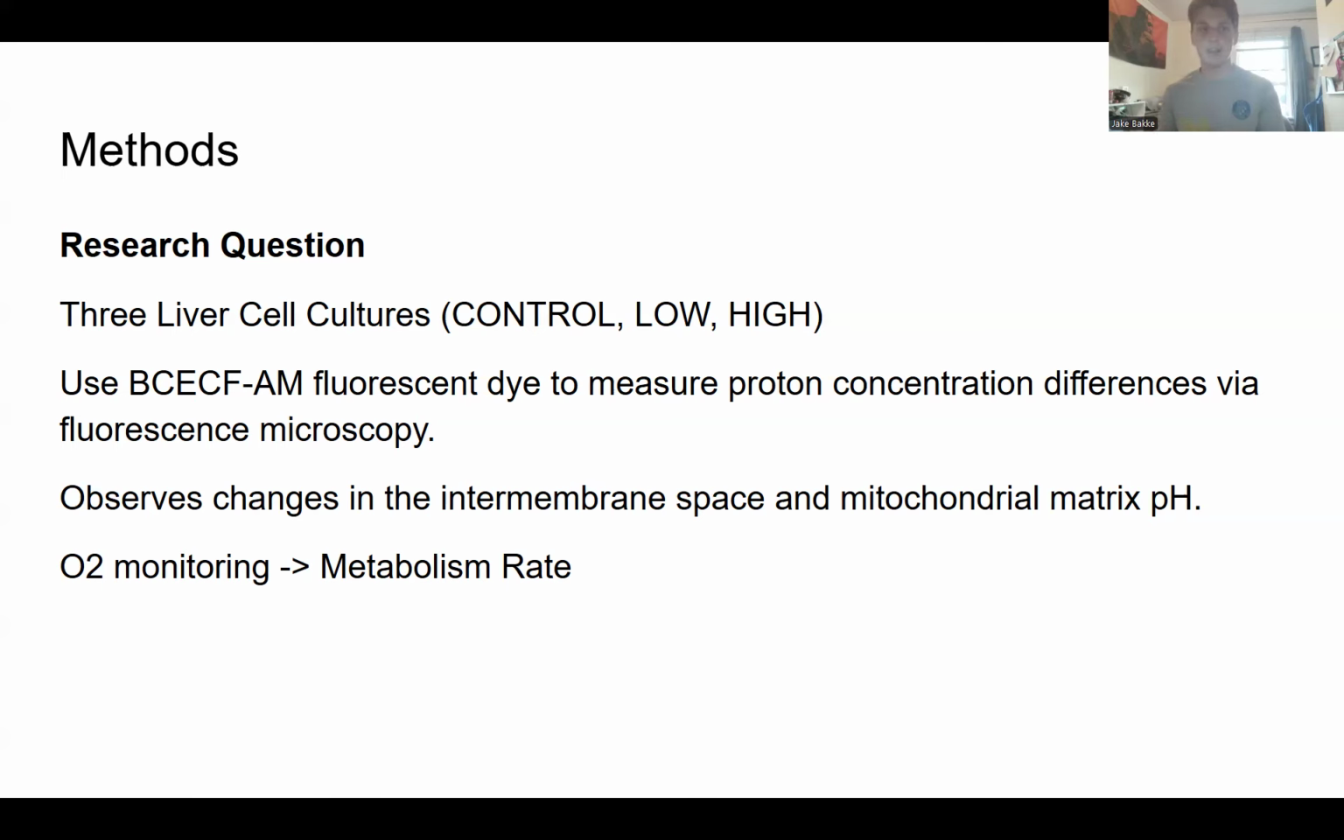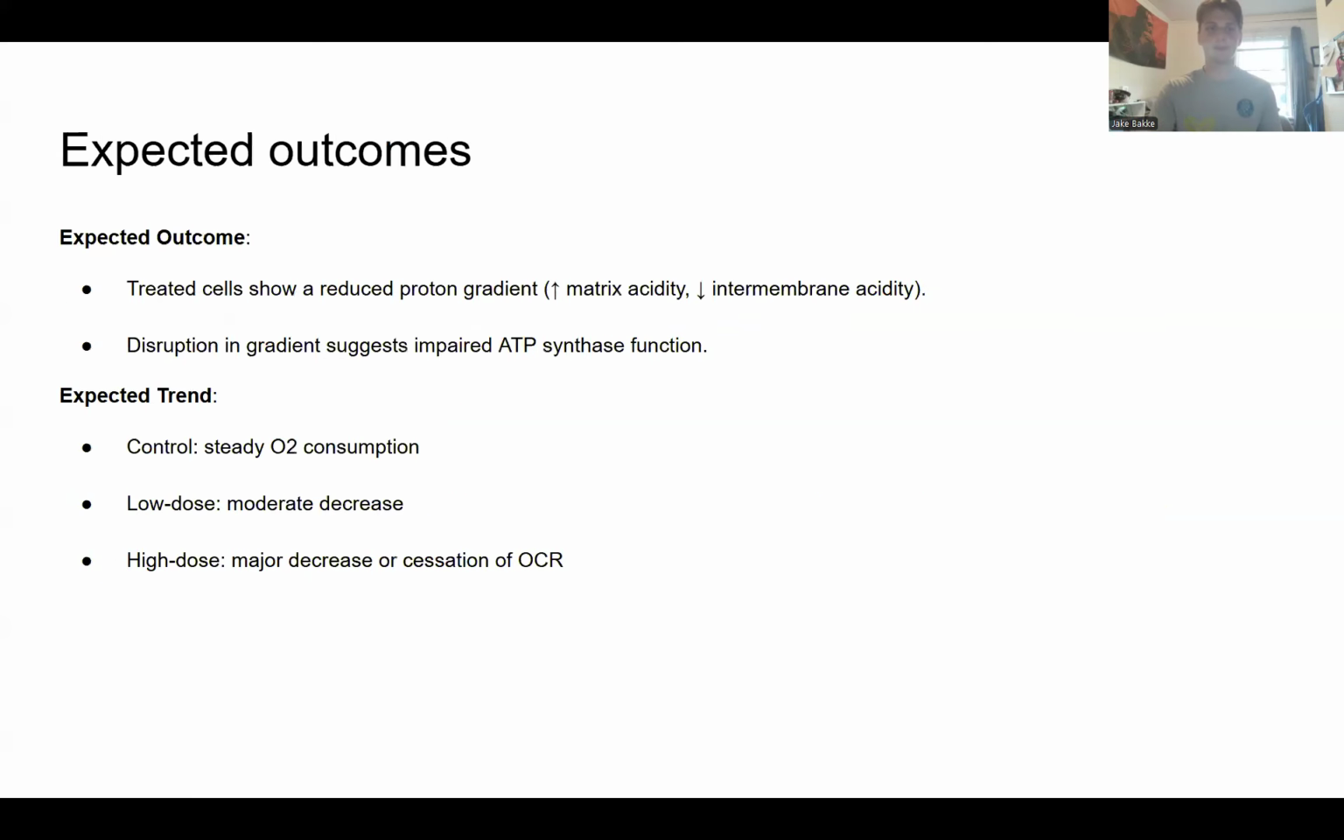Once that time period passes, we're going to use BCECF AM fluorescent dye. This is a pH indicator, so we can expose the intermembrane space and the mitochondrial matrix to this fluorescent dye and be able to determine the different pH levels within the liver cell mitochondria. And then additionally, on top of this, we're going to do O2 oxygen monitoring, which can help us determine the metabolism rate based on oxygen consumption.